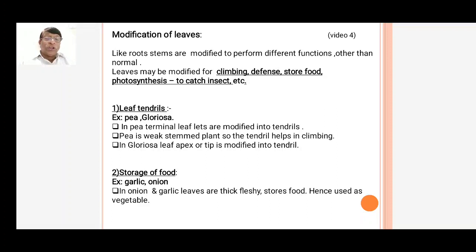It stores food. It has medicinal value. Both onion and garlic have medicinal value and are used as vegetable. Okay, that is the modification of leaves in garlic and onion.